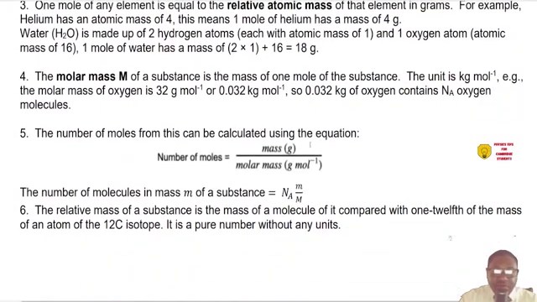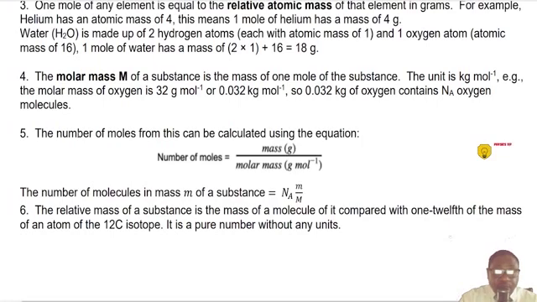The molar mass of a substance is the mass of 1 mole of that substance. The unit is the kg per mole. E.g., the molar mass of oxygen would be 32 grams per mole. Remember, oxygen exists as a diatomic molecule, so it will be O2, hence 16 times 2, giving you 32. And converting that into kgs gives you 0.032 kgs per mole. So 0.032 kgs of oxygen contains Avogadro number of oxygen molecules.